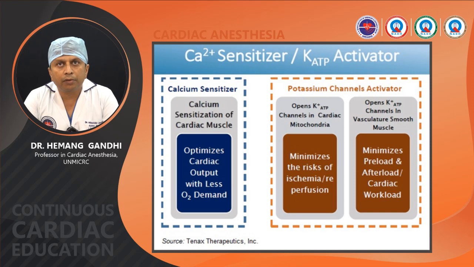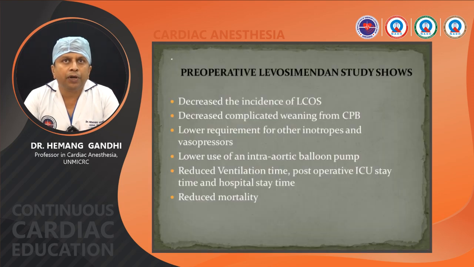And by opening the potassium channels in vascular smooth muscle, it helps in reducing the preload as well as afterload, reducing the cardiac workload. So for preoperative levosimendan, a lot of studies have shown decreased incidence of low cardiac output syndrome, decreased complicated weaning from CPB, lower requirement for other inotropes and vasopressors, lower use of an intra-aortic balloon pump, reduced ventilation time, postoperative ICU time and hospital stay time, and also reduced mortality.